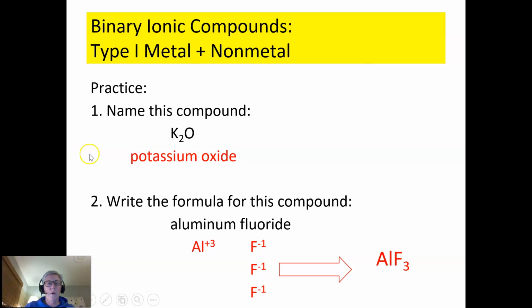All right, so K2O is potassium oxide. So again, you just say the name of the metal, which is potassium, and oxygen, when it becomes an ion, its ending gets changed to IDE. So potassium oxide is that one. And then the formula for aluminum fluoride, this is where you've got to balance the charges. Super critical for ionic compounds. Aluminum has a +3 charge. Fluoride has a -1 charge. So you would need 3 fluorides to cancel out 1 aluminum, and your formula would become AlF3.